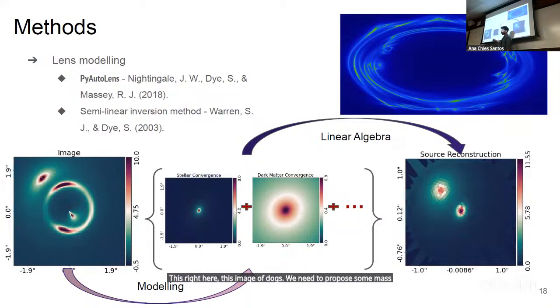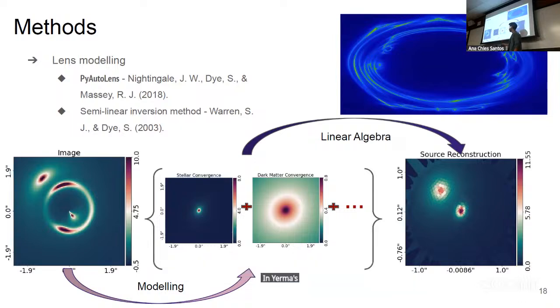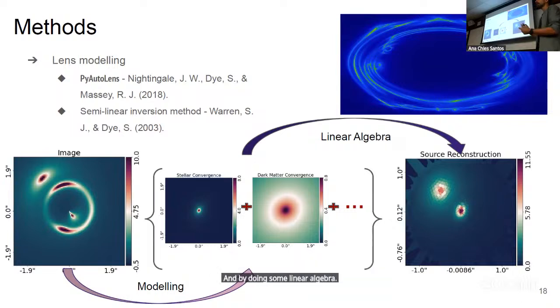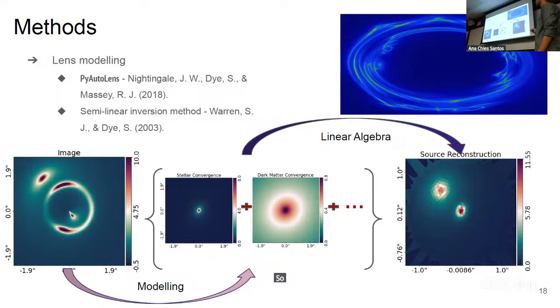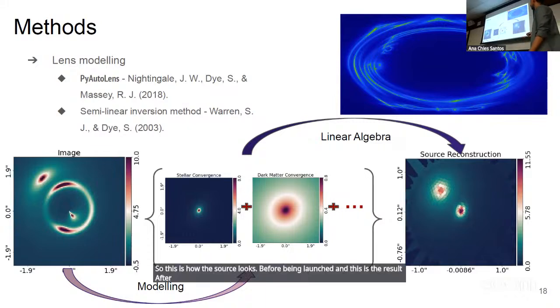It's part of the modeling process. And in your mass model, we can put some stellar mass, some dark matter halo, a black hole, or anything that you want to put there to describe the mass distribution of the deflector. And by doing some linear algebra, we can invert the lens equation and reconstruct the source on the source plane. So this is how the source looks before being lensed, and this is the result after the deflection caused by this mass distribution.